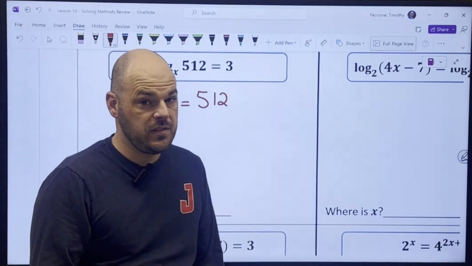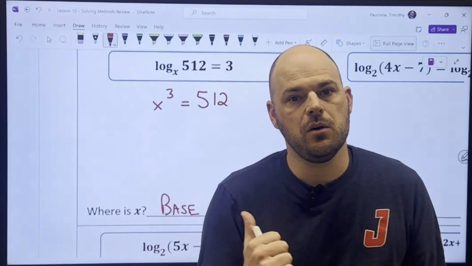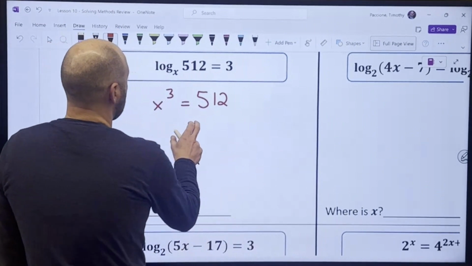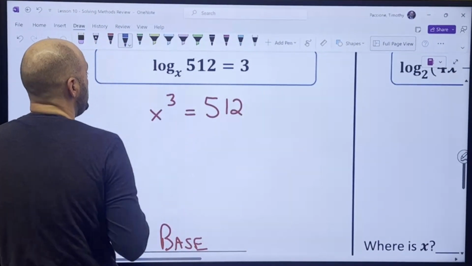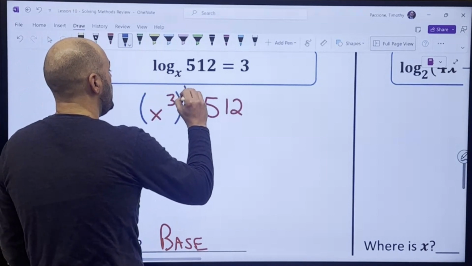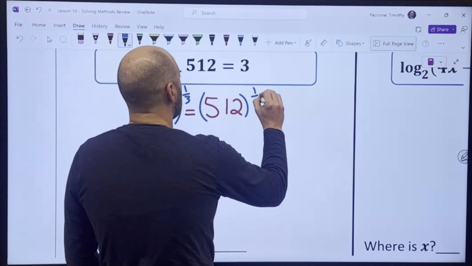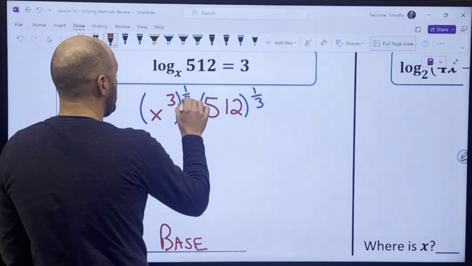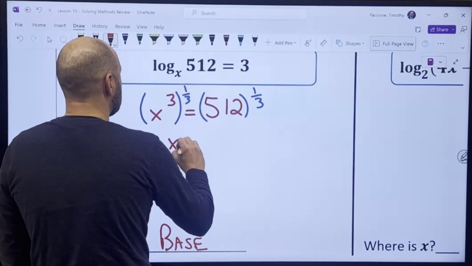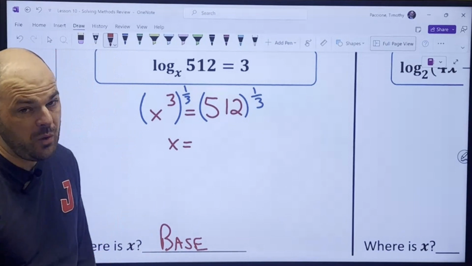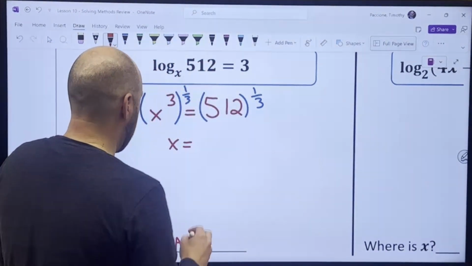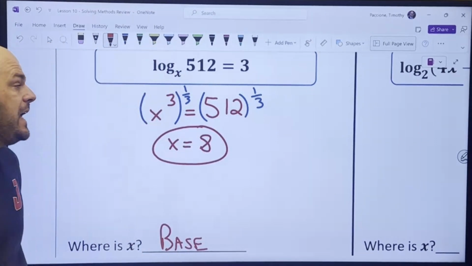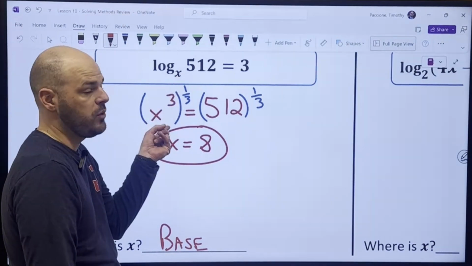So okay, I've rewritten it. Now what? Well, now you have to remember how to solve this, right? We know how to solve this from our last unit. If I have x to the third, I just need to do the opposite of that, which would be raise this to the 1/3 and raise this to the 1/3, otherwise known as taking the third root. When I do that, x to the third to the 1/3 cancels. I get x equals, on this side, the third root of 512, which is 8. And there's your answer for that one. So again, x is in the base, so I rewrote in exponential form.